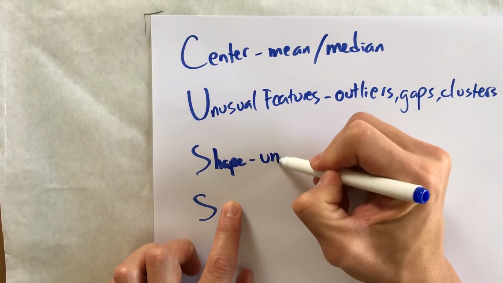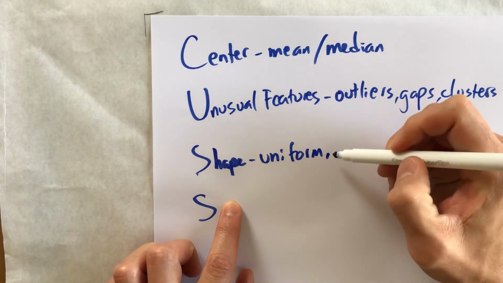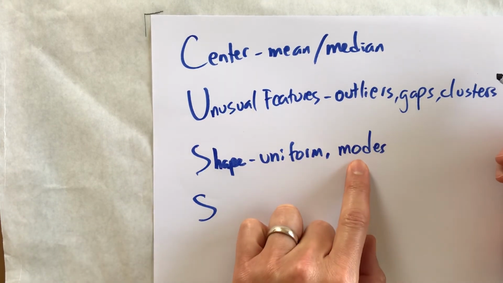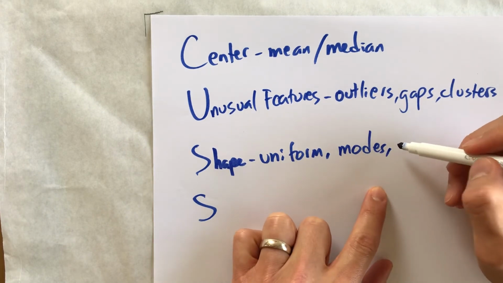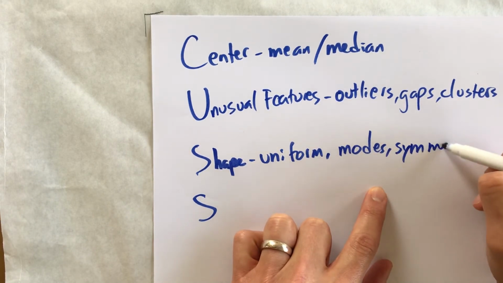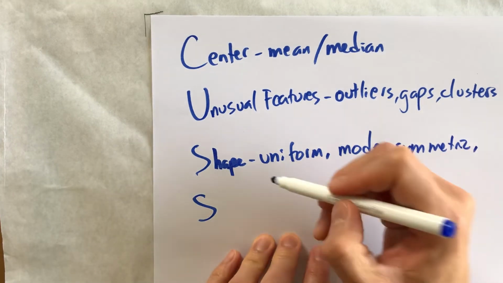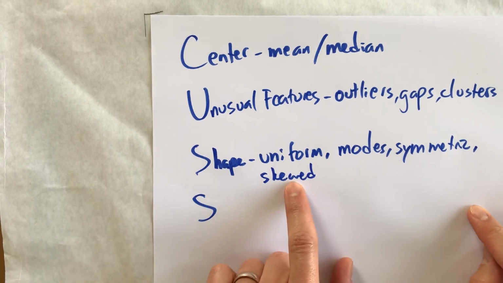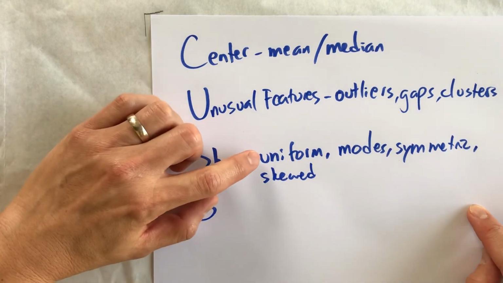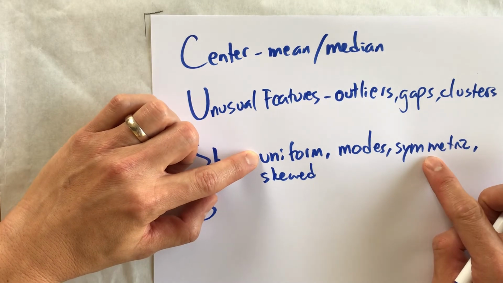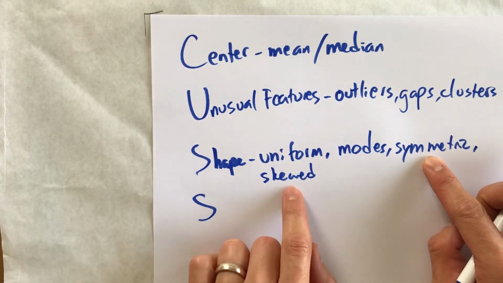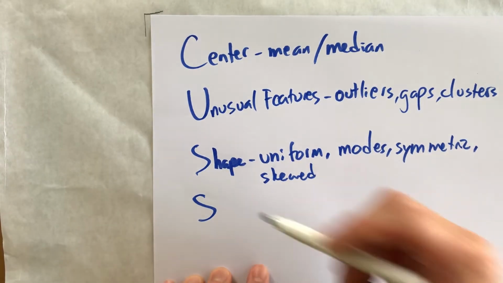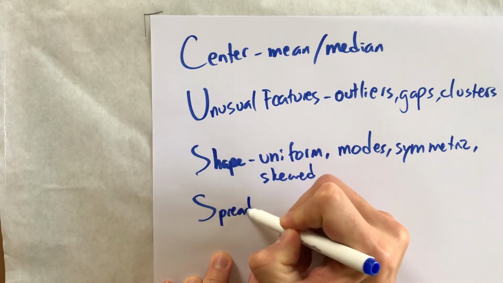You have uniform, you have the different modes, right? You have the unimodal, bimodal, multimodal, you have symmetric, and then you have your skewed, okay? And also it could be none of the above as well, and it could be multiple of these. Think about it, is it possible for something to be uniform and symmetric at the same time? Sure, it is. Is it possible for something to be skewed left or right and unimodal? Sure. Okay.